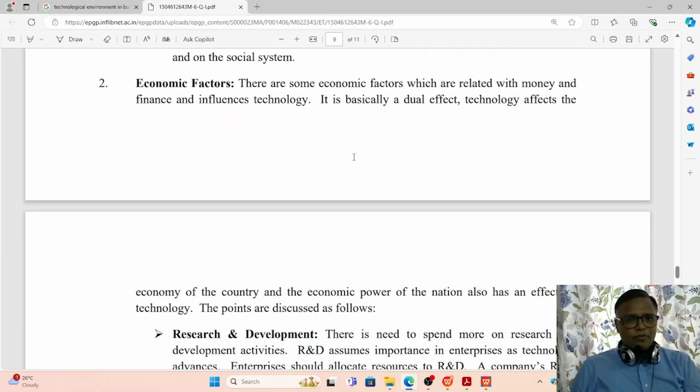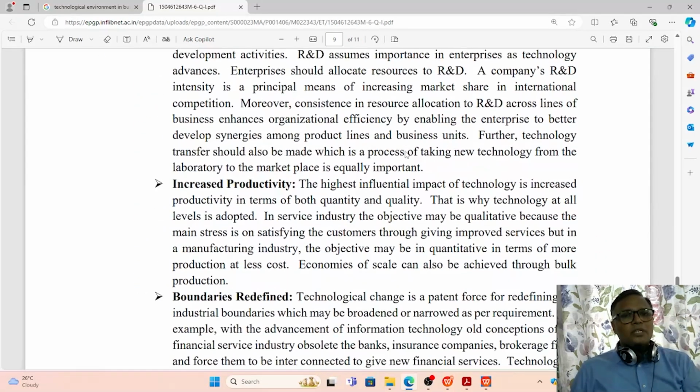Next is about the economic factors. There are some economic factors which are related to money and finances, and others which are influencing technology. It is basically a dual effect which affects the economy of the country and the economic power of the nation, also as an effect of the technology. The points are discussed as below.